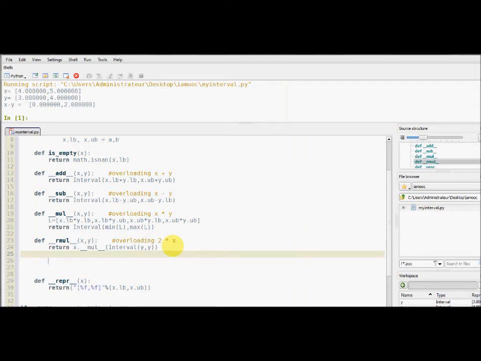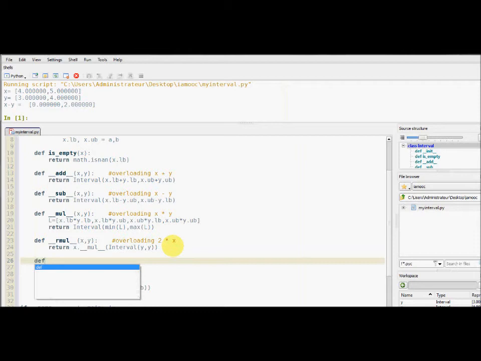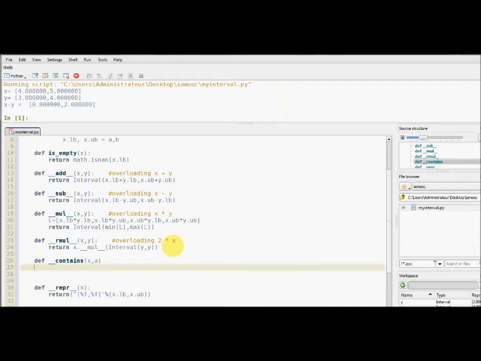Now I will add also another function such that what can be overloaded is a int to check if a real number is inside. So I will write contains, so the keyword is contains, x and a, and I will return x dot lower bound smaller than a smaller than x dot upper bound. So this one will return a boolean.